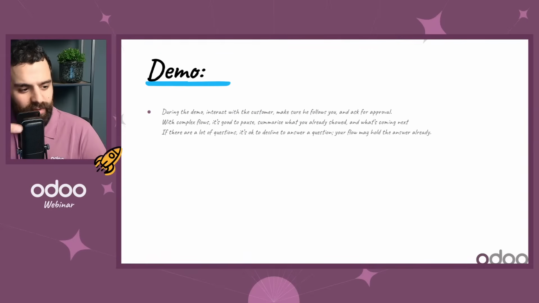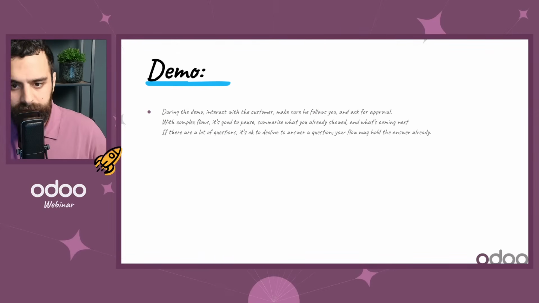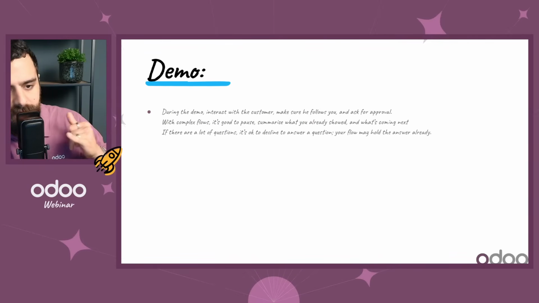So I also answer you, Patrick, as well. With complex flows, it's good to pause, summarize what you already showed and what's coming next. If there are a lot of questions, it's okay to decline. Just talking about this point, if you're doing a complicated demo, I always like to say in the introduction, keep the questions till the end, because it's very important for me to go through the workflow and finalize everything.